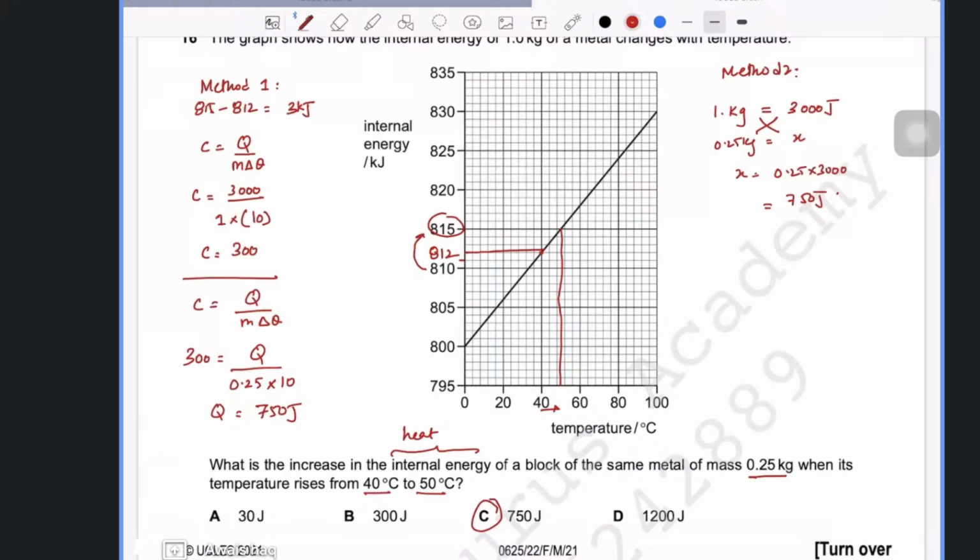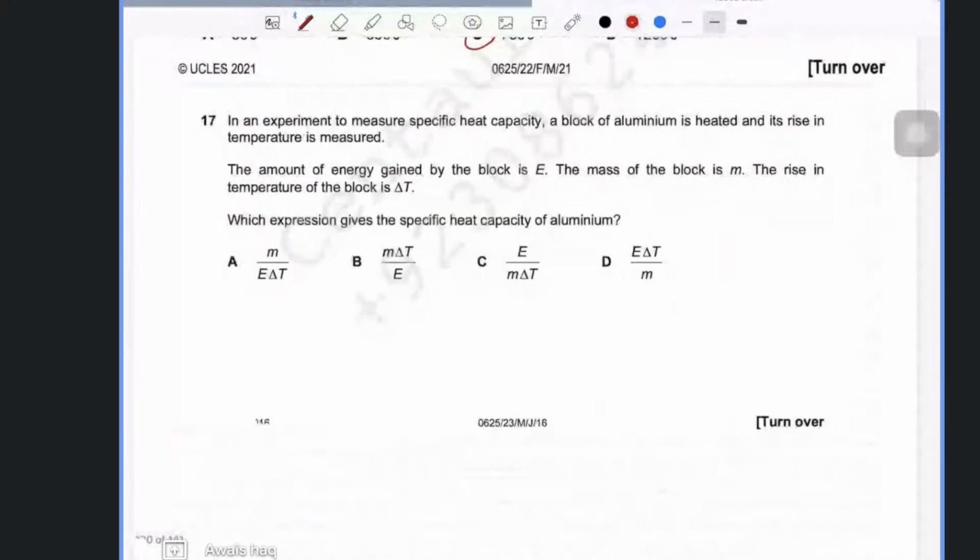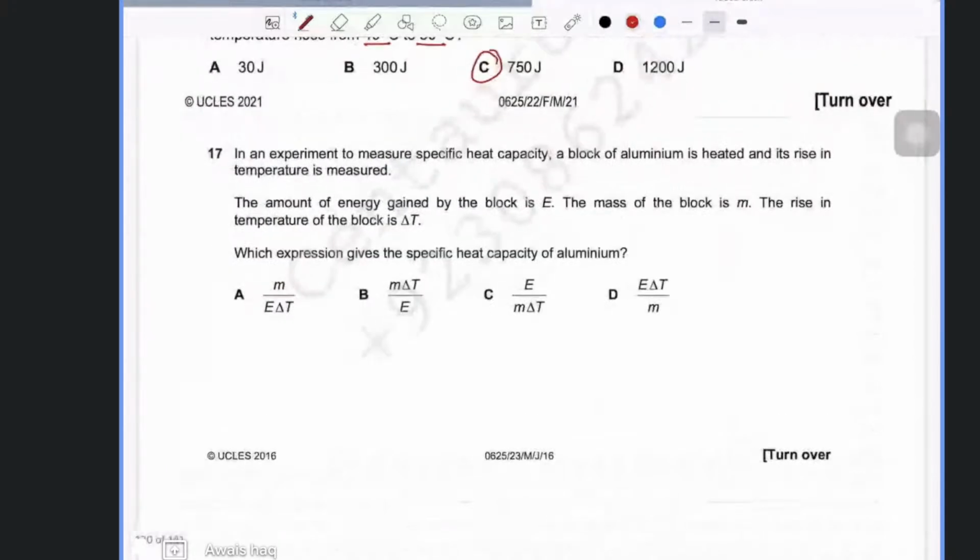All right, now let's go forward and let's see what's next. Then in this one, it says an experiment to measure. Okay, this is basically the same thing. This is just the formula they're asking. So this is for your homework. We're gonna go to the next one.